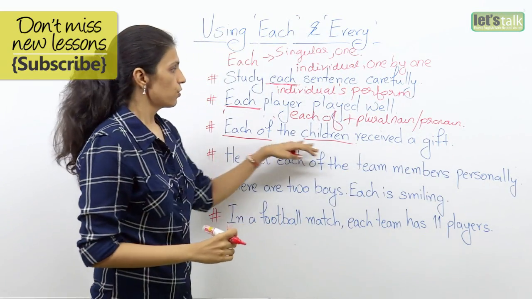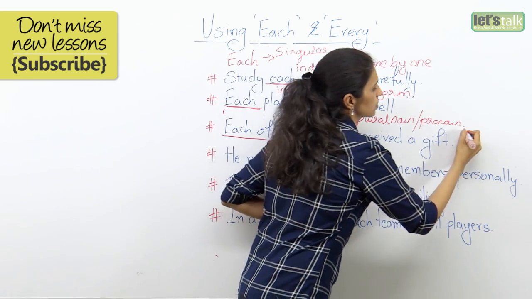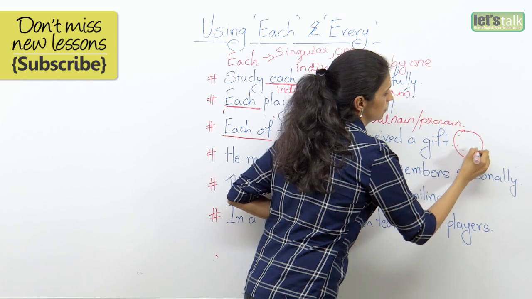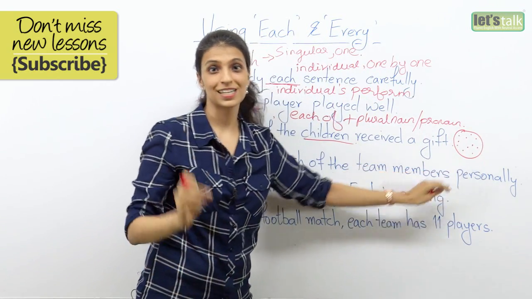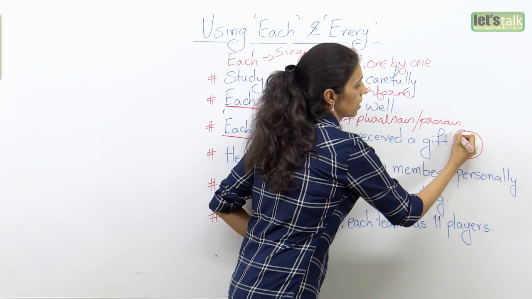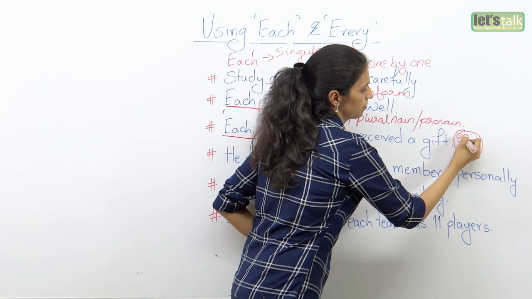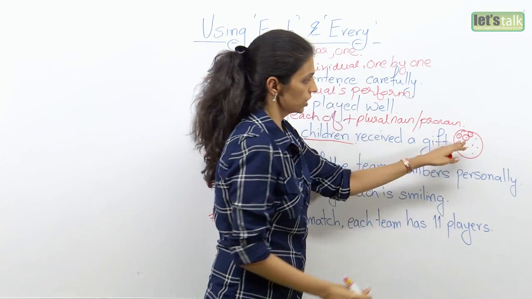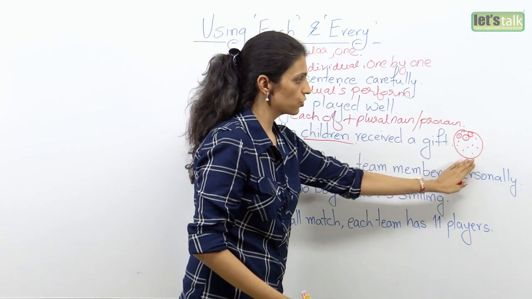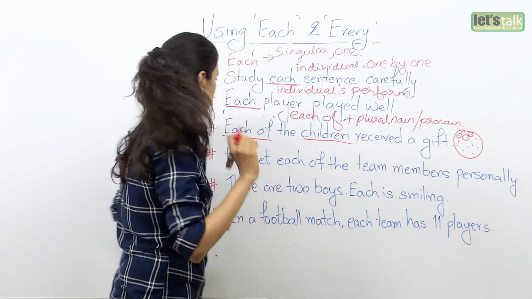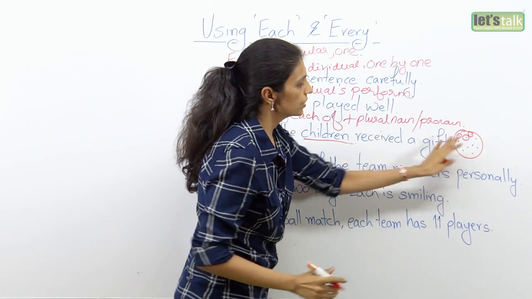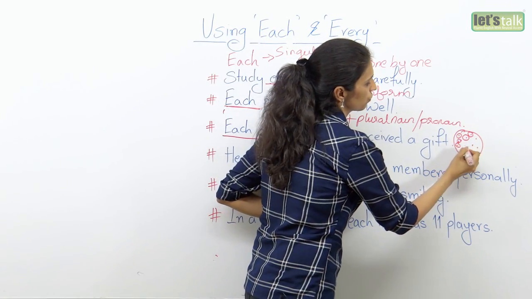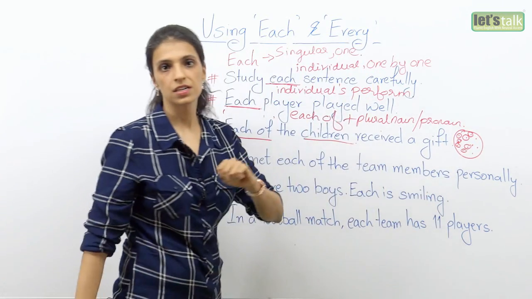So I say each of the children. Now imagine there are so many children here. Okay, so many of them. I'm telling you each. So I'm talking about them as individuals. So each of them, okay, each of the children, singular. So each of the children received a gift. So many children, and well, each of them received a gift.